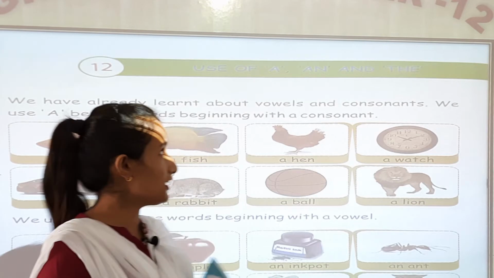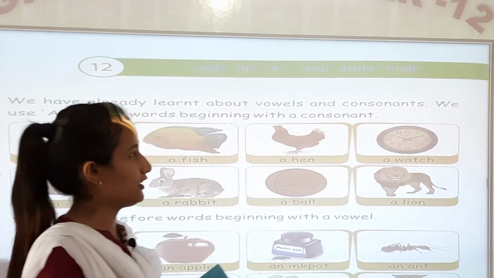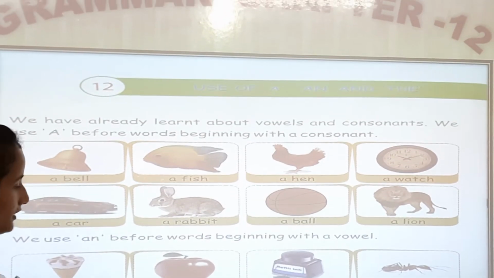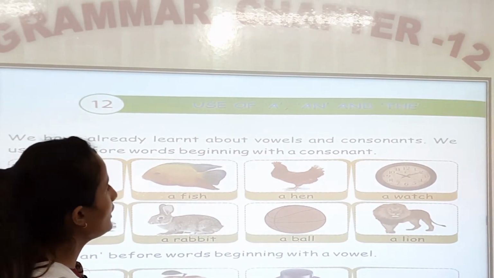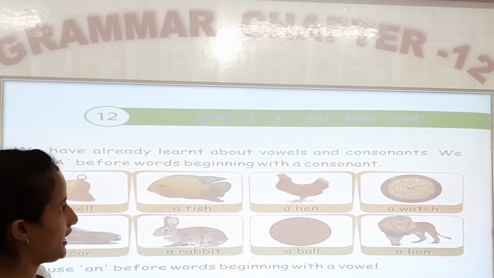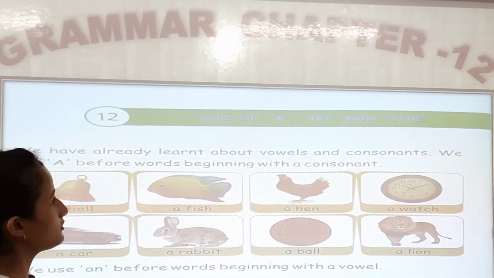Today we are going to start English grammar class. You can take out your English grammar book, chapter 12, page number 46. On page number 46 you can see the use of a, an, and the. So when we use a, an, and the, you have to write now.